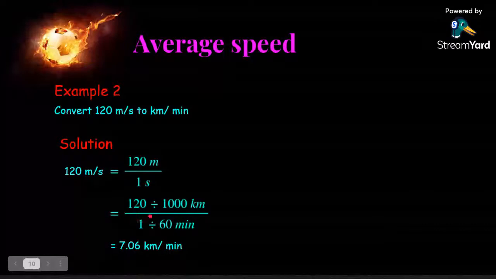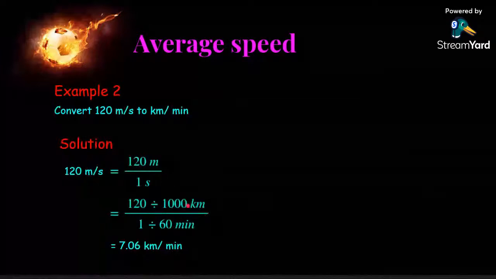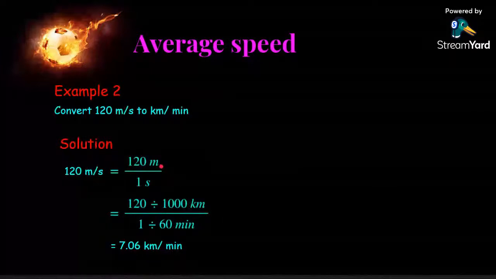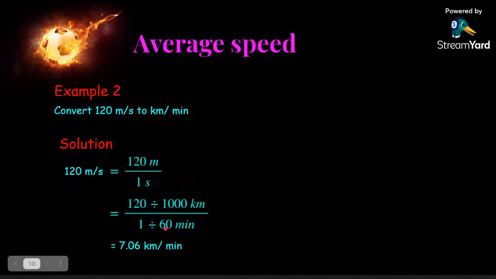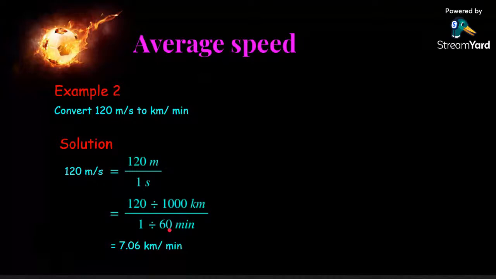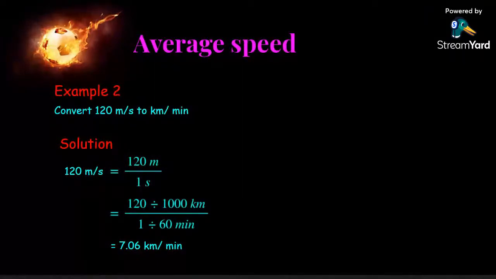Okay, so 120 divided by 1000 kilometer. Why 1000 kilometer? Because 1 kilometer is 1000 meter. Okay, tapi kita nak dapat minit ke kilometer, jadi kita terbalikkan. So that's why it become divide. Okay, so 120 divided by 1000 kilometer bahagi dengan 1 divide by 60 minit. Ni samalah konsep juga. Okay, kerana 1 minit bersamaan dengan 60 second. Jadi bila 1 second tu kita nak pergi pula pada minit, so you need to divide. Okay, so 1 divide by 60. Okay, bila kamu tekan calculator, you will get the answer 7.06 km per minute. Okay, boleh?